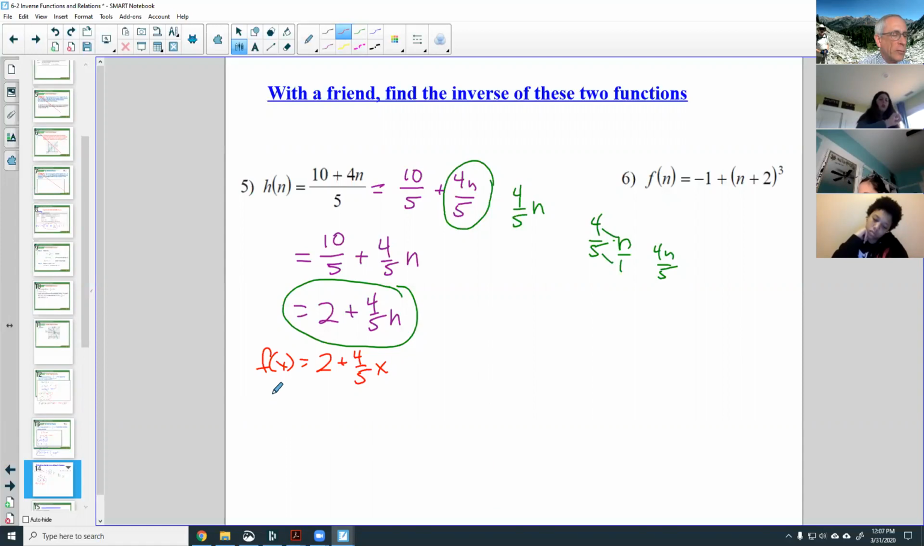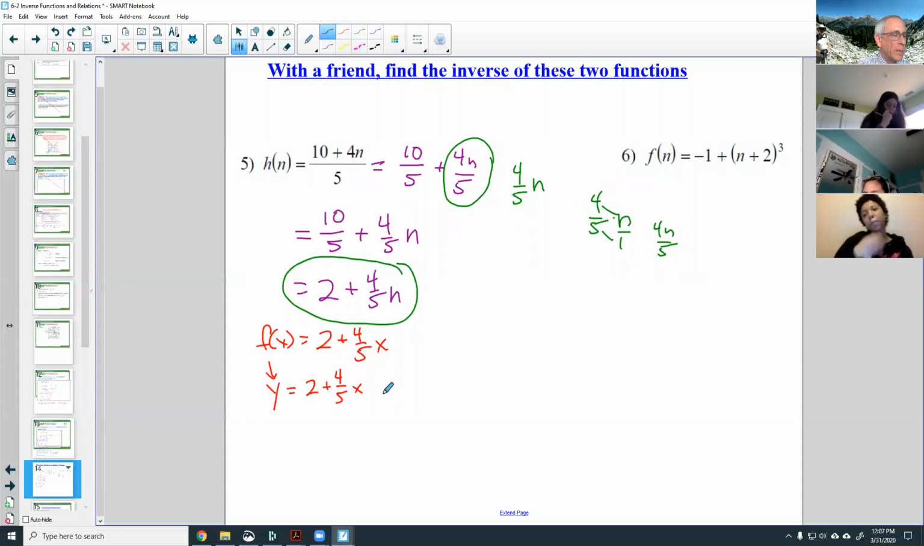So I want to first change f of x to y because that'll make it easier. So y equals 2 plus 4/5 x. All I did was that one change right there. You good with that? Yeah. Okay. Then now I'm going to make the inverse and I'm going to switch the x's and the y's. So it's going to be x equals 2 plus 4/5 y. Are you good with that? Yeah. Now, can you take it from there and solve for y? Yeah, I think so. Okay, go for it.